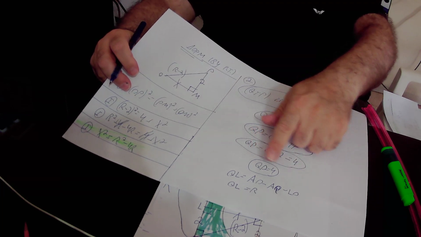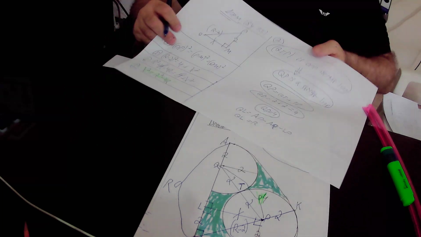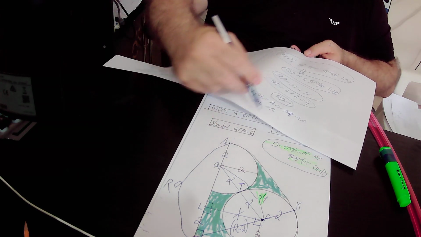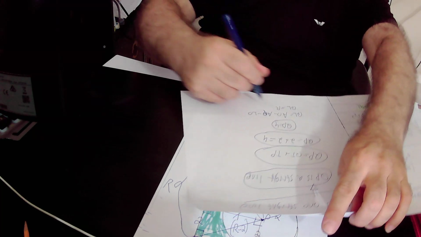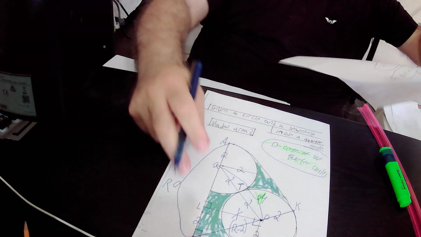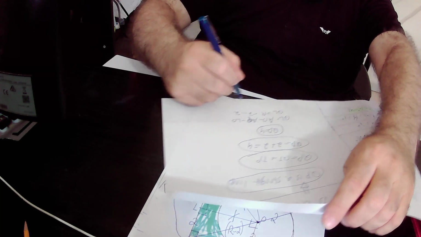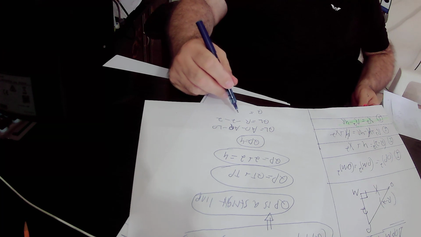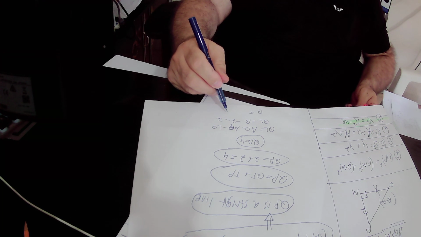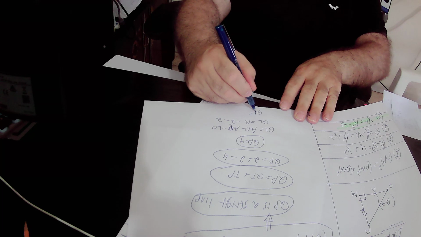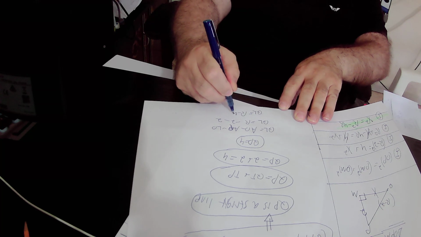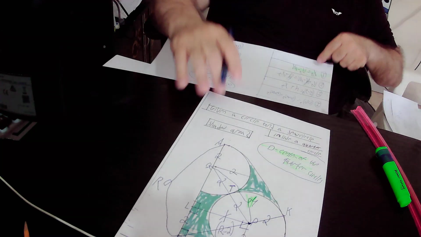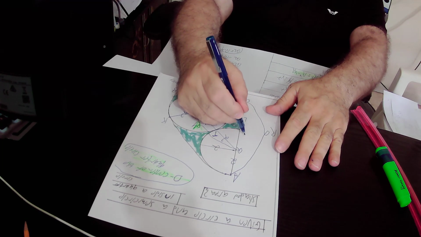So QL equals AO, that is the radius of the quarter circle, which is equal to capital R, minus AQ, that is equal to 2, minus LO, that is also equal to 2. So in conclusion, QL equals capital R minus 2 minus 2, and minus 2 minus 2 is minus 4. So we can write here that QL equals capital R minus 4 units.